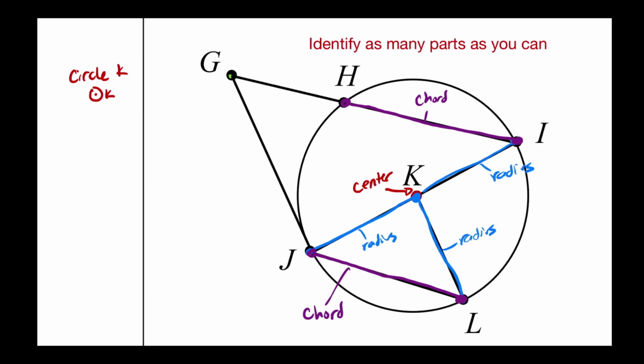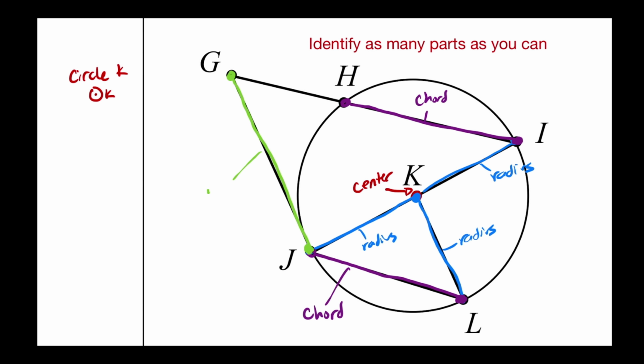What about this one? What's GJ? What do we call that? It's outside of the circle, so it's not a chord, it's not a radius, but it does touch the circle at one point. It's a segment. Sometimes it's a line. It's usually a line, but this is a segment that's touching the circle at one point. It intersects the circle at one point. That's called a what? What kind of segment or what kind of line?